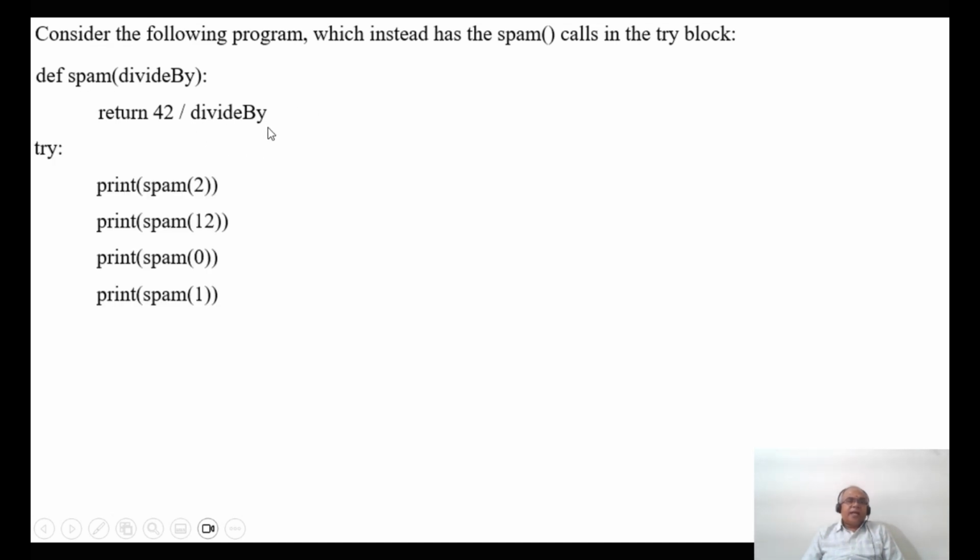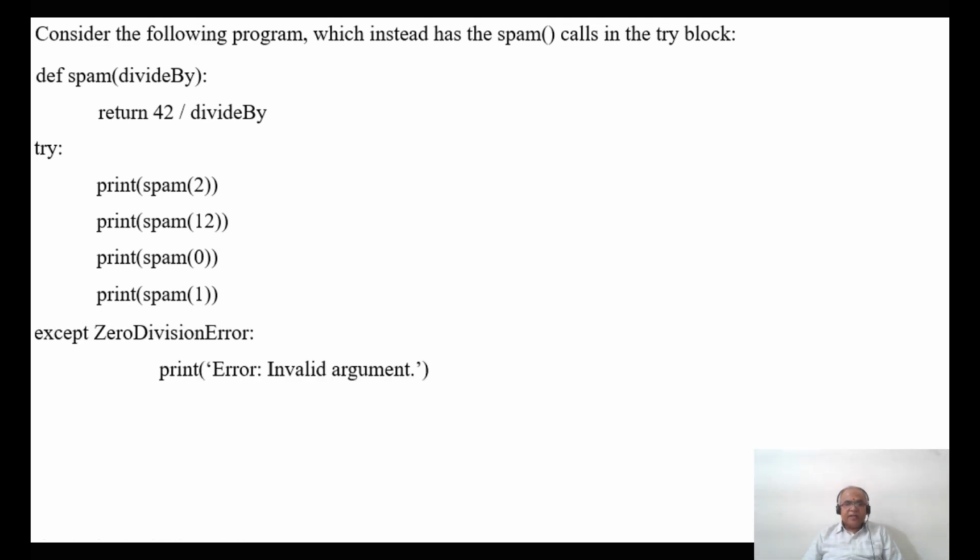Consider the following program which instead has the span calls in the try block. So there, let's see what happens. Span divide by return 42 divide by try. I'm going to take the try span 2, span 12, print span 0, print span 1, except ZeroDivisionError, error invalid argument. So what is the output? 21.0, 3.5 and error invalid argument. So what it does is, once it goes to the except block, automatically further it won't go back to the try block to execute.